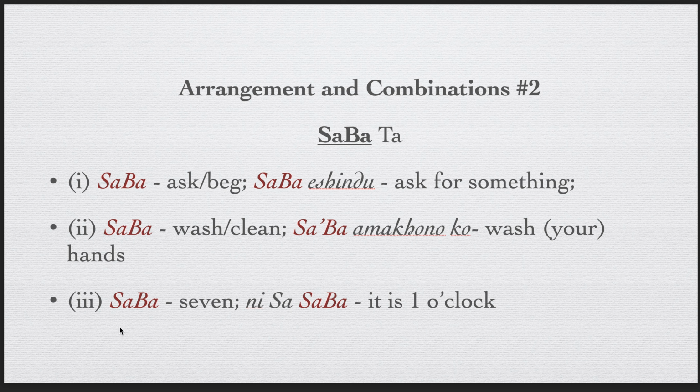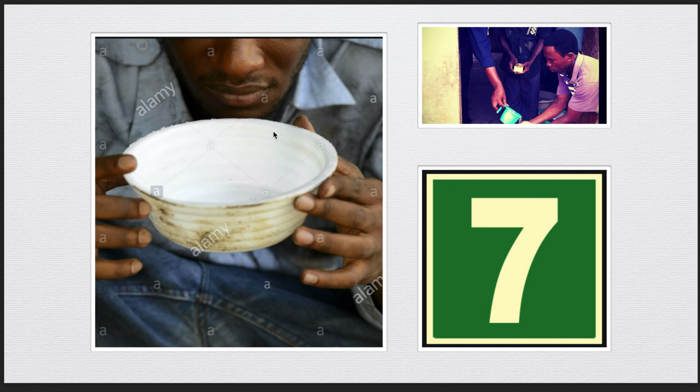And then the third meaning of saba is seven. Literally means the number seven is saba. Nisa saba, it's 1 o'clock. That's when the hour hand is on seven, we say it's 1 o'clock. So saba means to beg or to ask, to wash your hands, saba, and saba, the number seven.